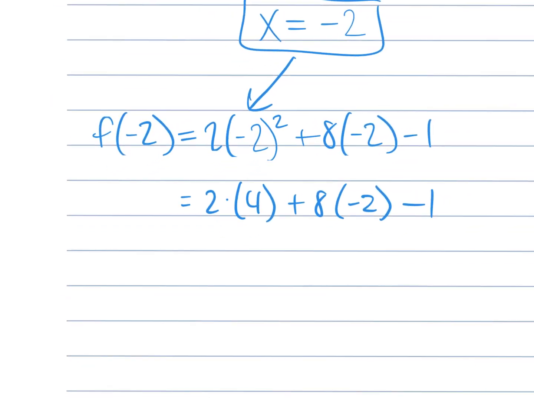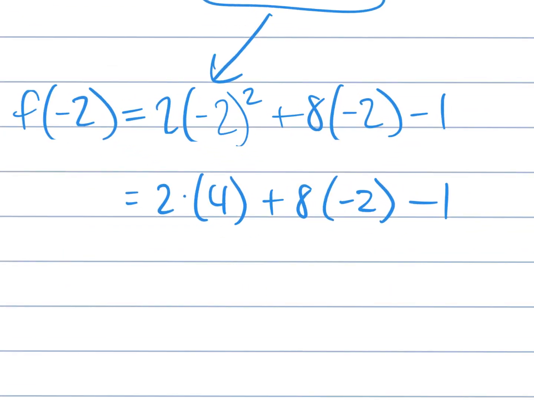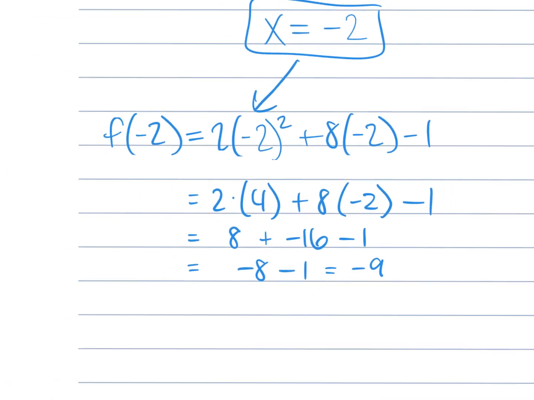All right, what comes next? 2 times 4, which is 8. What else? Plus 8 times negative 2. What is 8 times negative 2? Negative 16. Negative 16, and then I still have a minus 1. What do I do now? Combine the like terms. Very good. What's 8 minus 16? Negative 8. And what's negative 8 minus 1? Negative 9.